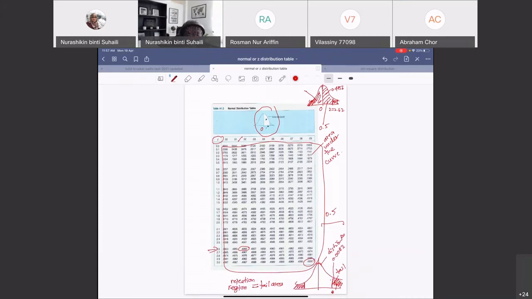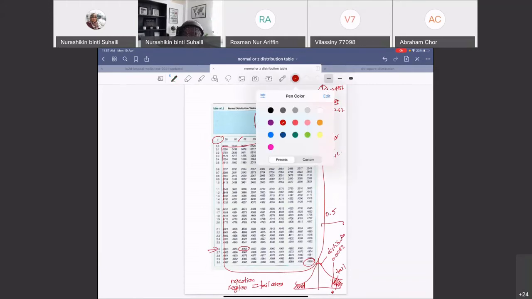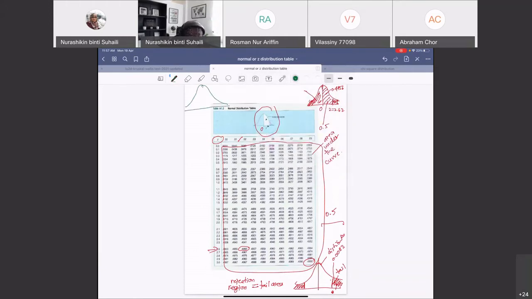Okay, let me draw it again. So now, this is the tail area, which is 0.0083. And this is zero. So this is actually the Z value that you are looking for. Okay, so we know that the total area here is 0.5. And in order to find the Z value, you have to find the area for this region, let's say I put it like X region. You cannot look for 0.0083 from the table. So the X is equal to what?